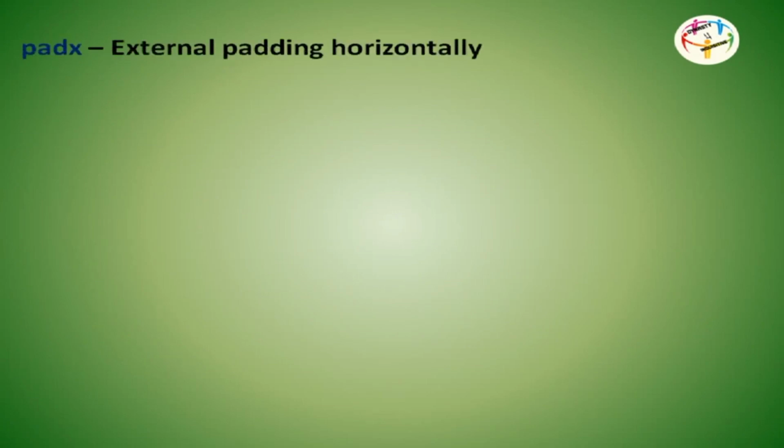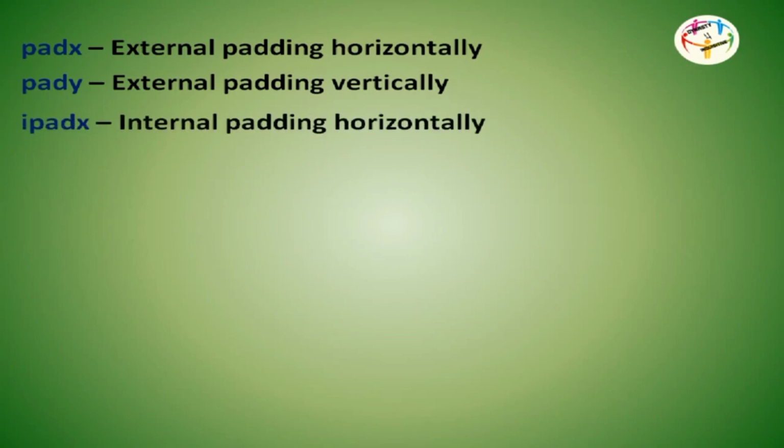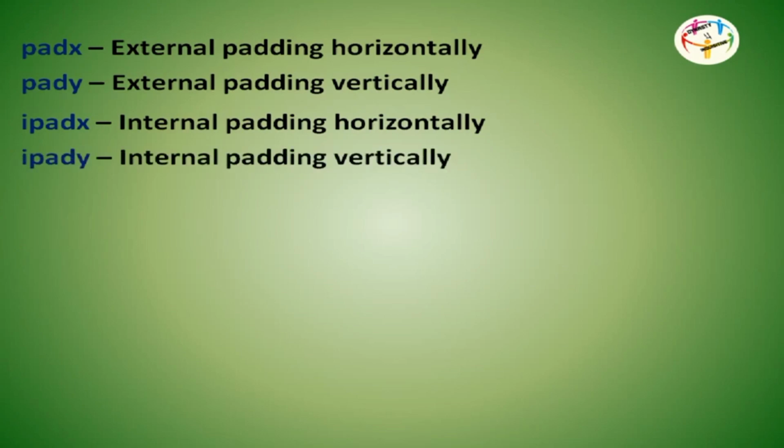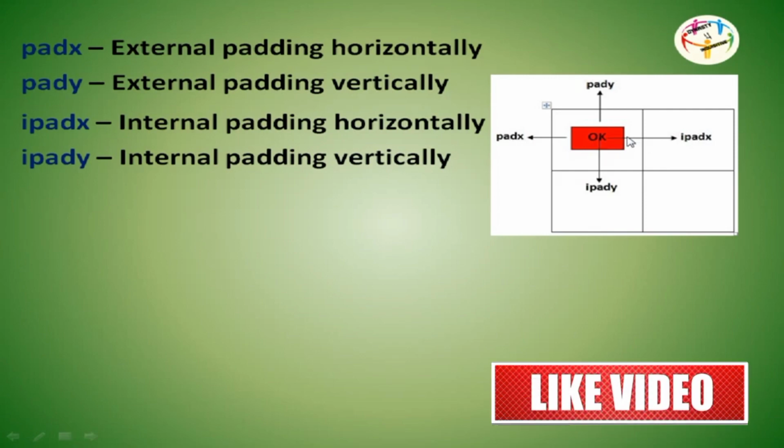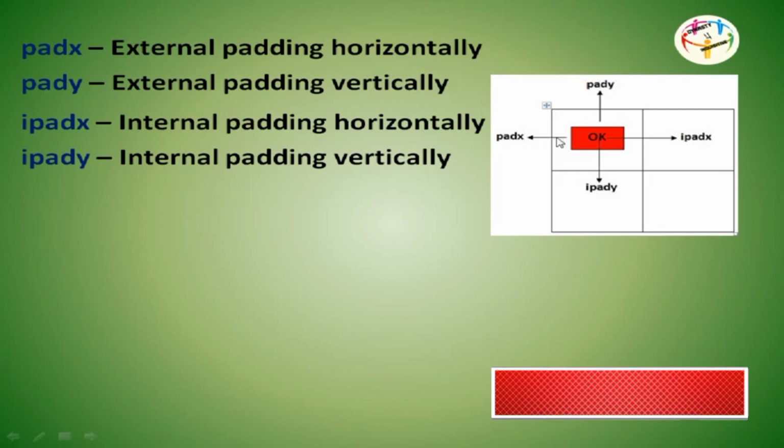The next argument is padx. Padx means external padding horizontally, then pady is external padding vertically, then ipadx is internal padding horizontally and ipady is internal padding vertically. So according to this picture, there is a widget called the OK button, and the space between the edge of the widget, meaning the edge of the button, and the edge of the cell is called external padding. So this position is called external padding vertically, and this position is called external padding horizontally.